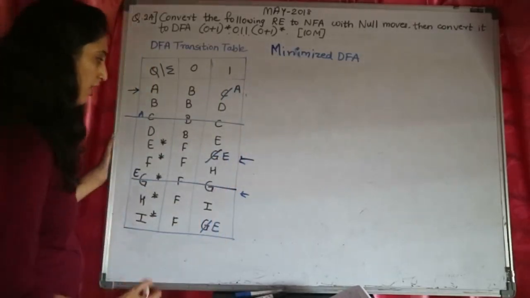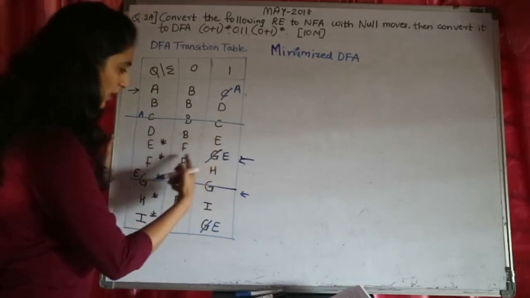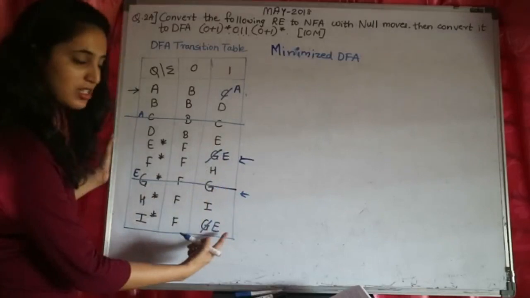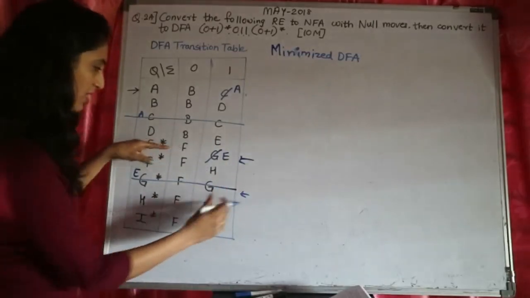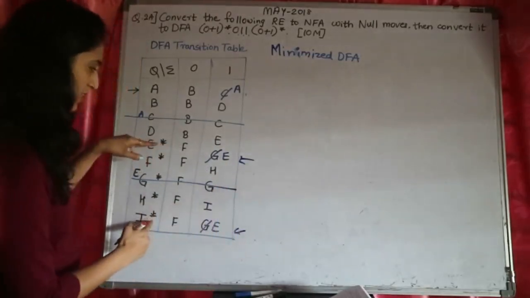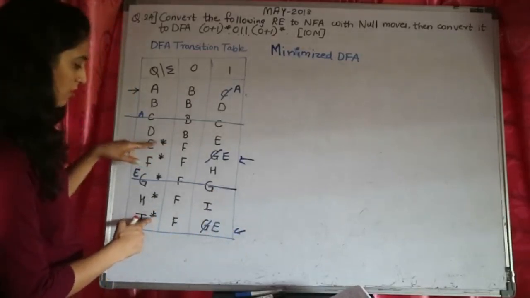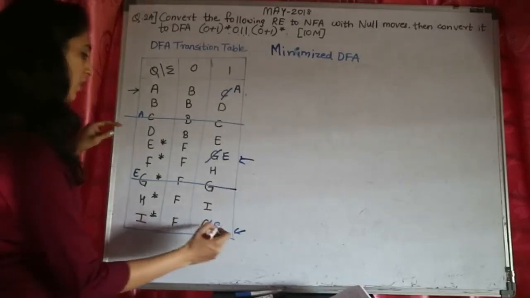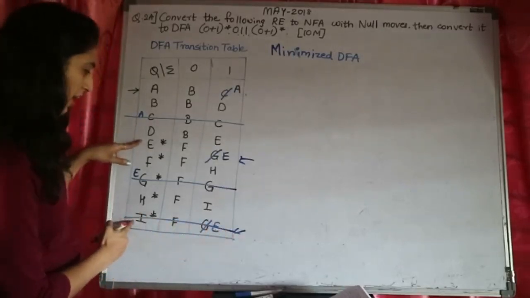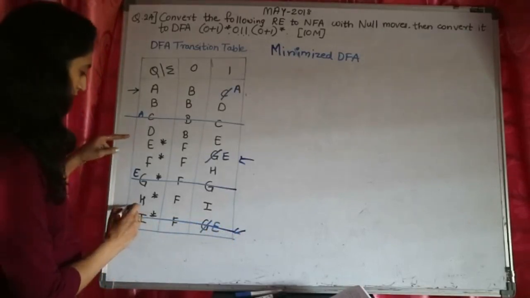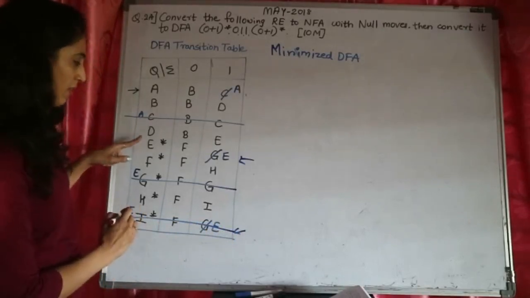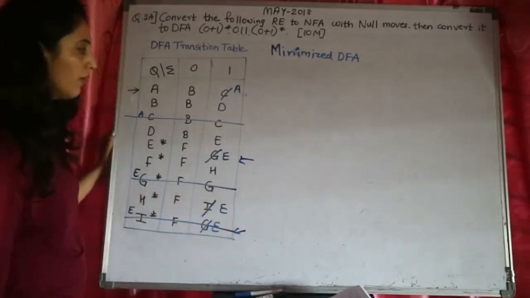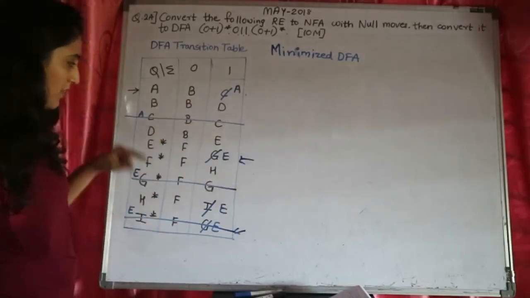Now next, I'll find out some other combinations. BE is not repeated anywhere. Then FE, is it repeated? Yes, FE is repeated. Now this FE and this FE, they both are final states? Yes, they both are final states. So what we are supposed to do in this case is, we will cancel out one of them. I have matched this with E, so I will cancel it out and replace it with E. Wherever I have it, I'll replace it with E. Accordingly, now I have constructed this table.